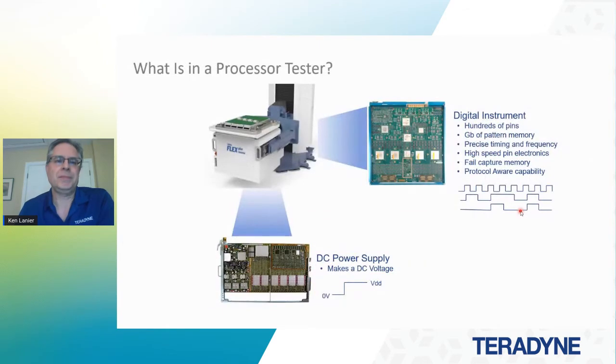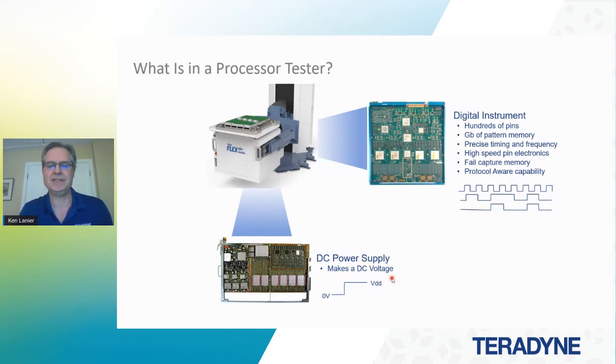So if you look at what's in a processor tester, there's really only two types of instruments in it. The first is digital instruments. Now, when we talk about digital instruments, we think about complex instruments that run patterns, do timing, capture all our failures, and do lots and lots of other things. And then the other one is the power supply.